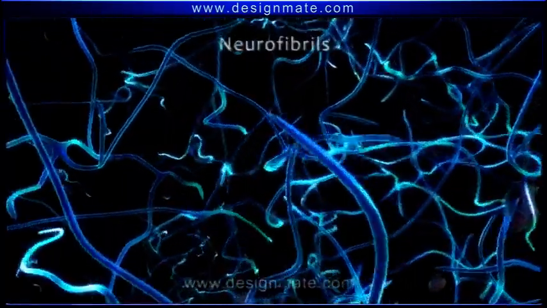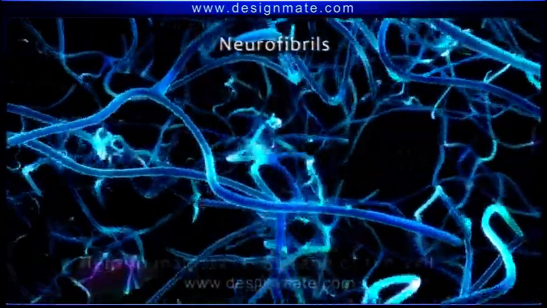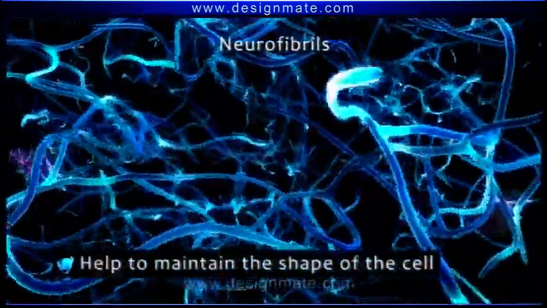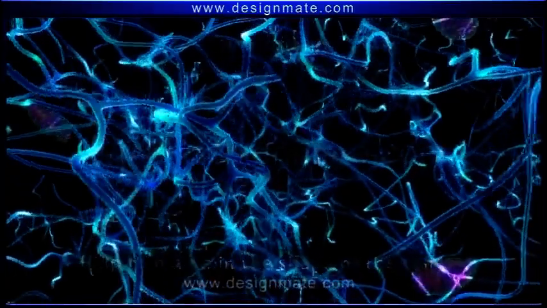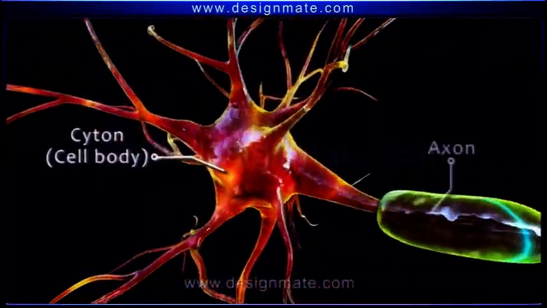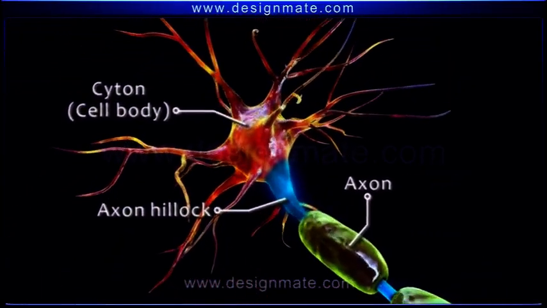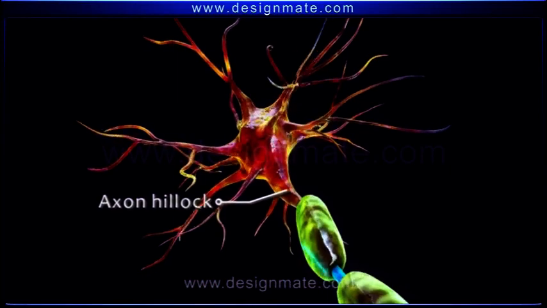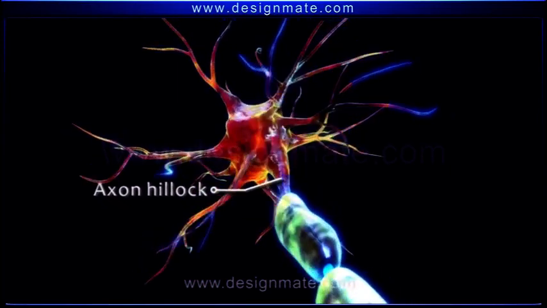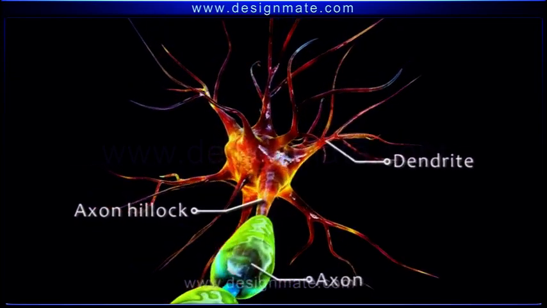Another characteristic feature of nerve cells are the neurofibrils, which are delicate thread-like structures that help maintain the shape of the cell. The part of cell body or cyton from where the axon emerges is a cone-shaped structure known as an axon hillock. At the axon hillock, impulses received by the dendrites are accumulated and then transmitted through the axon.